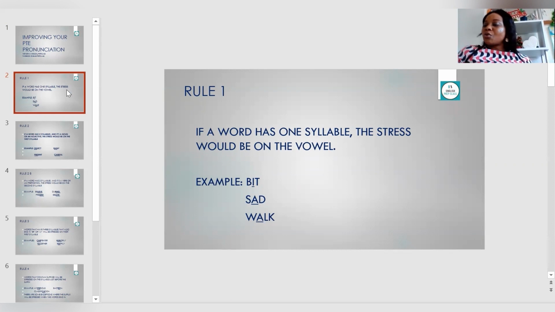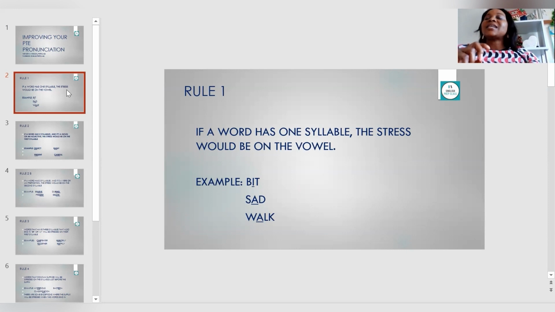And there's something else I also want to say here. Look at the examples of words that have one syllable, like beat, sad, walk, just one syllable. So the stress, where you need to lay emphasis, will be on the part that has the vowel.